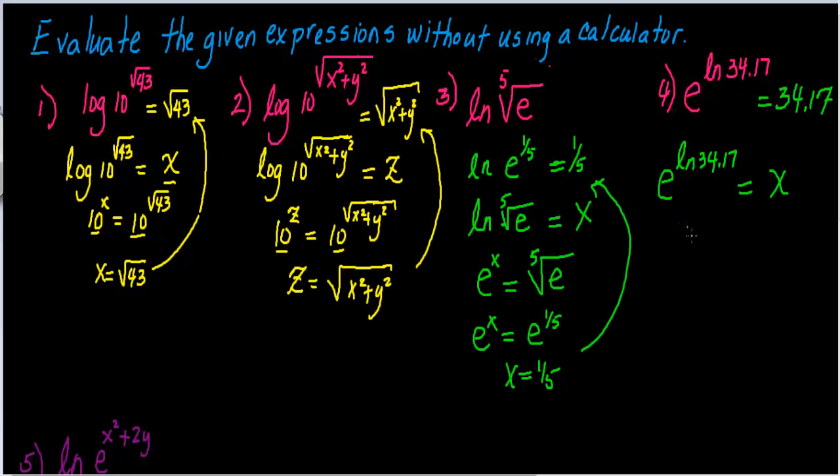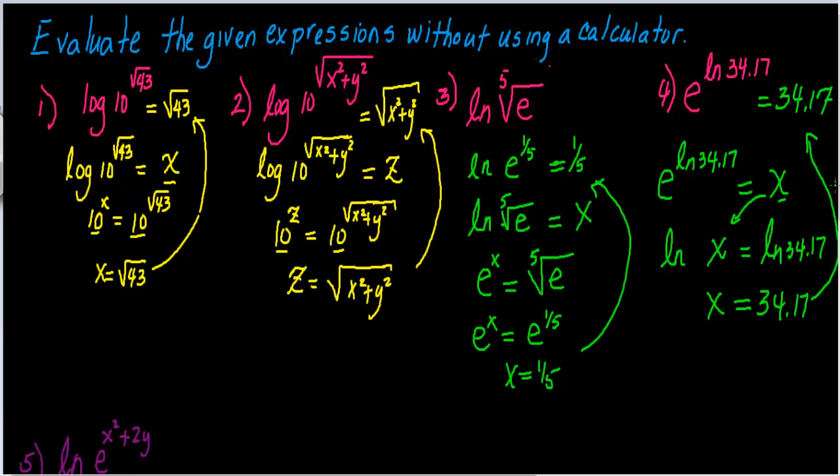Okay, and now let's rewrite it as a log. So if this is the base, that means I have a natural log, and this is my exponent, so this is what goes to the other side of the equal sign. And this is my argument, which is what goes here. So here's my log expression. I have the natural log of something equal to the natural log of 34.17. So that something must be 34.17, which was the original number we said if we use the shortcut.